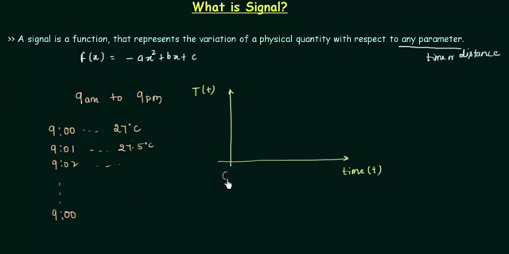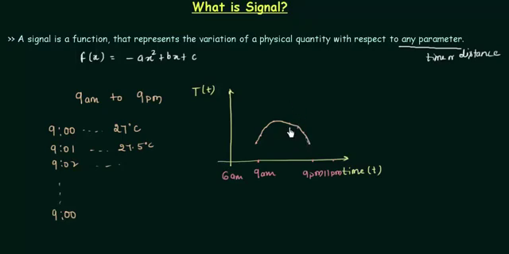Let's say our origin is 6 a.m. and this point is 11 p.m. This is 9 a.m. and this one here is 9 p.m. So we will just show the temperature for the different times, and let's say it comes like this, and then we can join these points and we will have our function like this.